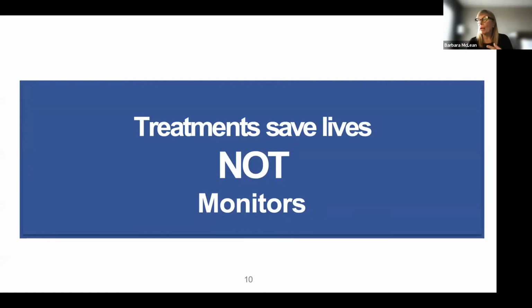What is the stroke volume? How do we measure it? Just stroke volume is low. How are we going to treat the stroke volume today? How can I help you treat that stroke volume? How can I help you treat that acidosis? What can we do together to improve the outcome for our patient? Treatments save lives, not monitors.